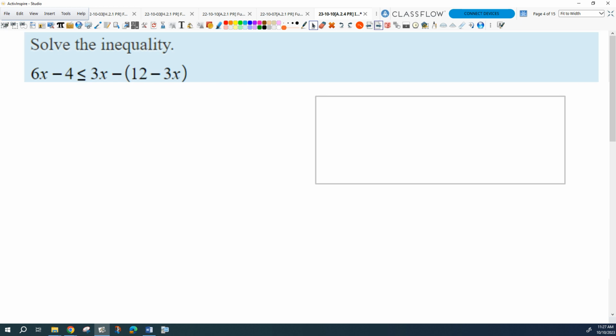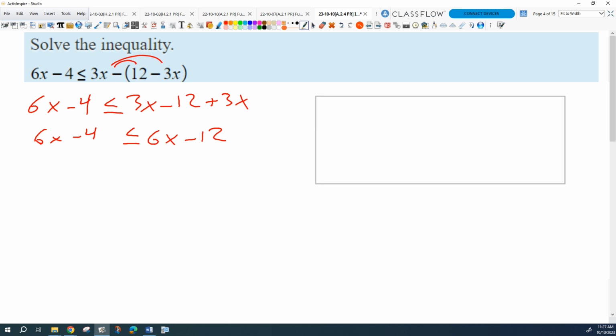Compare that to something like this guy. Again, same kind of thing. I've got multiple x's, so I've got to distribute and combine like terms. So that's going to give me 6x minus 4 less than or equal to 3x minus 12 plus 3x. If I combine the x's on that side, I get 6x minus 12. 6x minus 4. What's my next step? Subtract 6x, which I could even show by just doing that, right? I'm just going to subtract that away from both sides. And the x's go away, so it doesn't matter what x is.